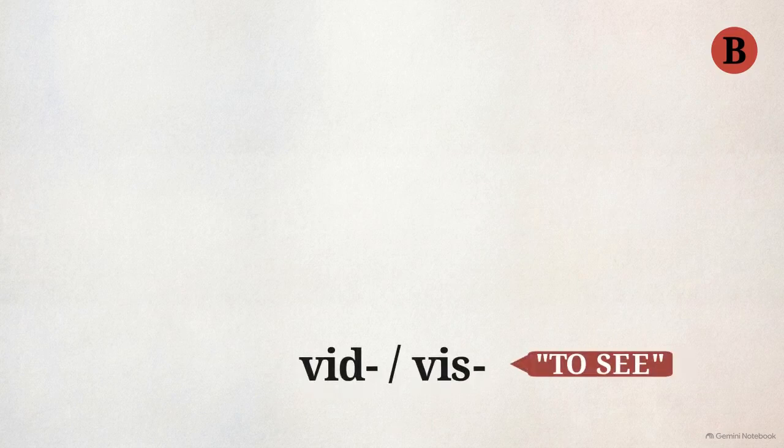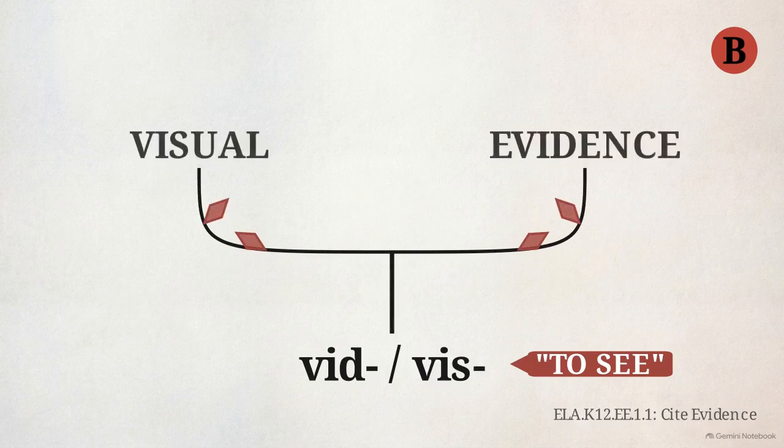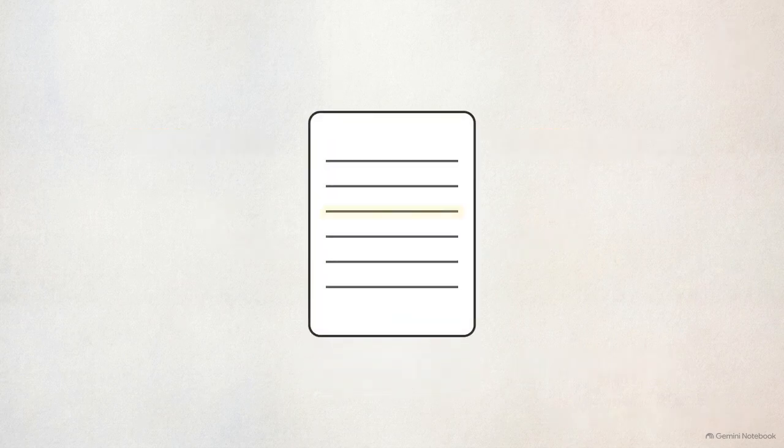This linguistic tree focuses on the Latin root vid or vis, which translates literally to see. When the Florida standards ask you to cite textual evidence, they are asking you to provide a specific, visible detail to prove your point. That is why words like visual and evidence share this exact root. We use this visible evidence to support our claims or to analyze a text.